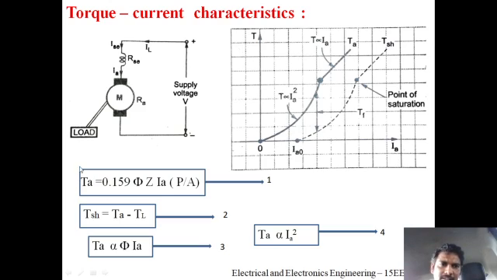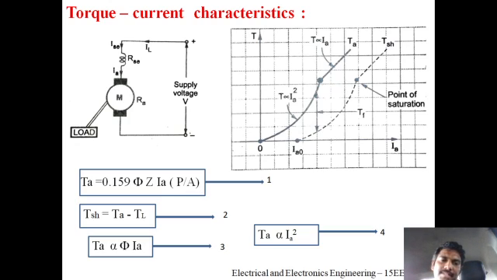Here we know that the armature torque is given by 0.1595 phi Z Ia into P by A. That means the torque produced in the armature depends on the flux per pole produced by the poles, the armature conductors Z, the current drawn by the armature conductors, the number of poles placed in the stationary part of the machine, and the number of parallel paths, which is related to the windings.